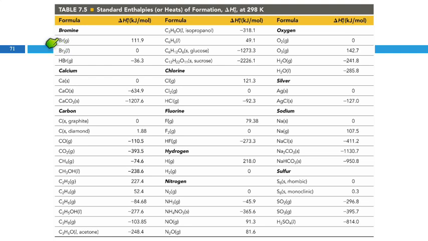If we make bromine atoms in the gas state, that's going to require you to put in 111.9 kilojoules for every mole of bromine that you do that to. Some elements, like carbon, which is not diatomic, still have more than one form. There's graphite and diamond. How do we know which one is the standard state? Well, it's the one with a 0 heat of formation.